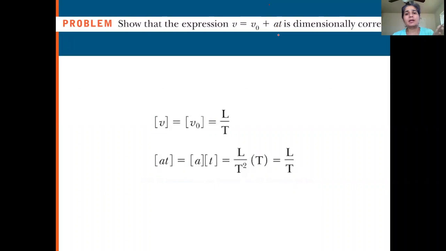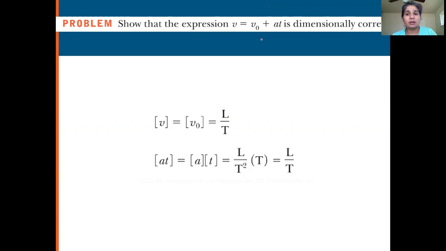So we need to show that the dimensions of the left-hand side of the equation are the same as the dimensions of the right-hand side of the equation. Then it's possible that this equation is correct. It doesn't tell you for sure that the equation is correct, but if the dimensions on the left and right-hand side do not match, then certainly the equation cannot be correct. So dimensional analysis reveals to you when an equation cannot be possible.